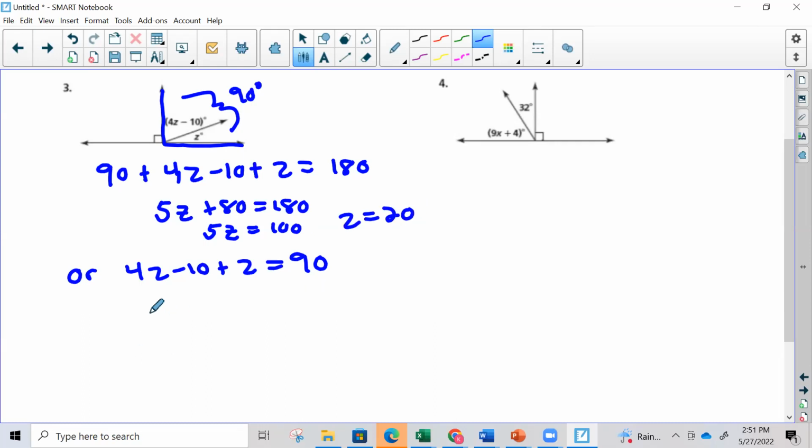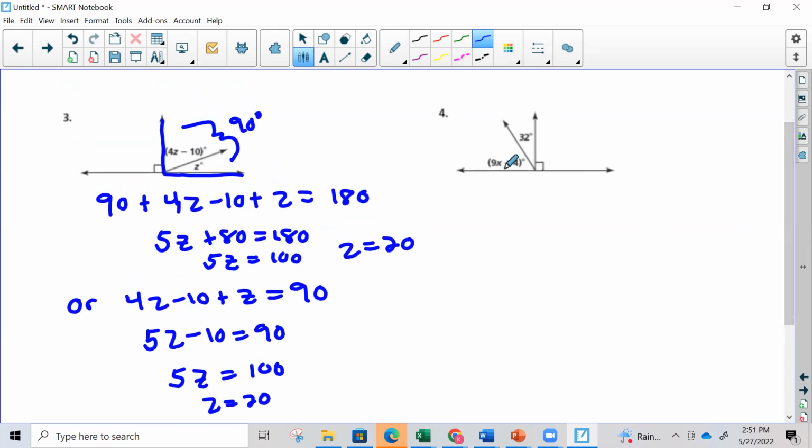Okay. Or this one, I would have 5z minus 10. This is a z, just remember, equals 90. I would add 90, so I have 5z equals 100. Divide by 5, and I have z equals 20. So that's the same thing.